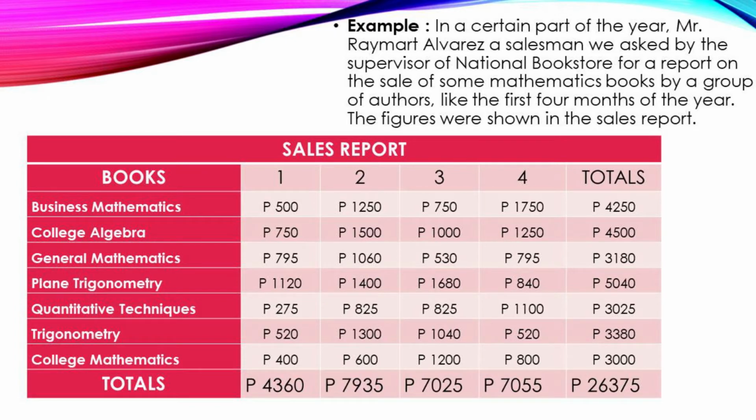4,250 plus 4,500 plus 3,180 plus 5,040 plus 3,025 plus 3,380 plus 3,000 is equal to 26,375 pesos for the total amount of all the books.